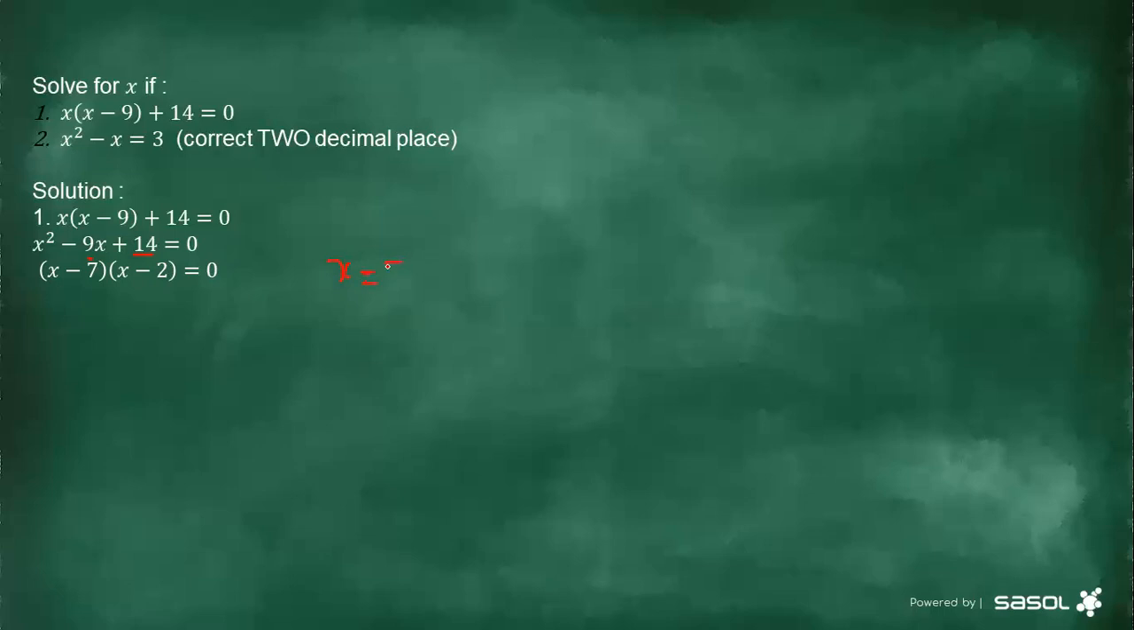X is going to be 7. When you're using quadratic, it's going to give you 7. Now to get the first bracket, you transpose this 7 to that side, then it's going to be x minus 7, the first bracket. And then the other answer is x equals 2. Then you transpose 2 to the left-hand side, and it gives us x minus 2, the second bracket.